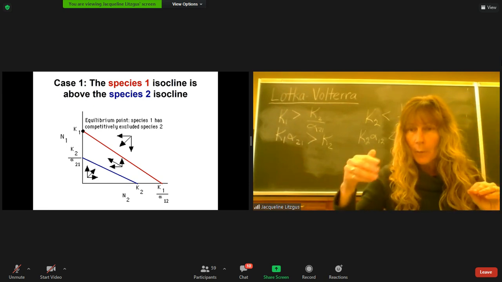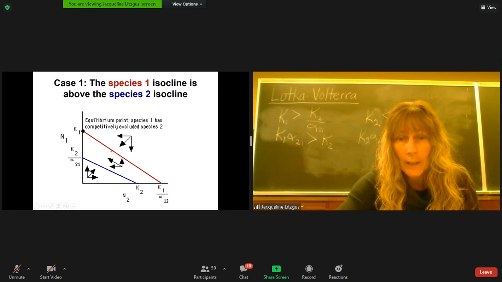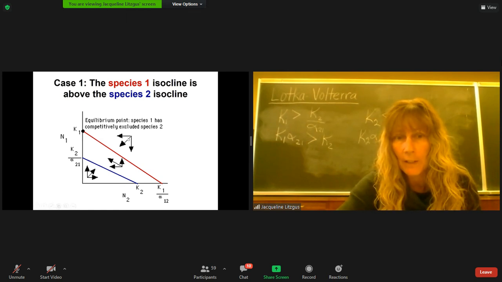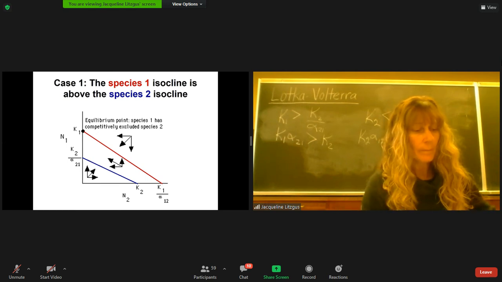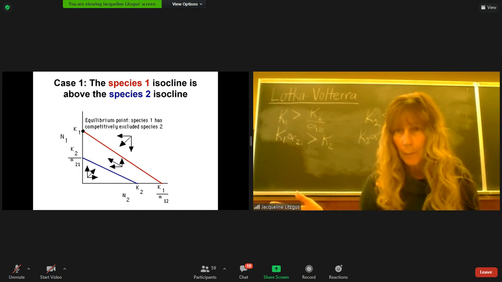And you could almost predict that this is what would have happened, because the species 1 isocline is above the species 2 isocline, right? That means the carrying capacity of species 1 is the value that's higher up. So you might have already guessed that it was going to be species 1 that would win this whole contest, right? Because its isocline is above that of species 2. Okay, so this is the equilibrium point. The equilibrium point is the carrying capacity for species 1. Species 1 competitively excludes species 2. Species 1 wins this competition. Species 1 is more regulated by intraspecific competition. It doesn't care about species 2.